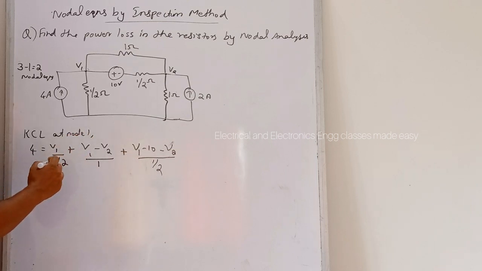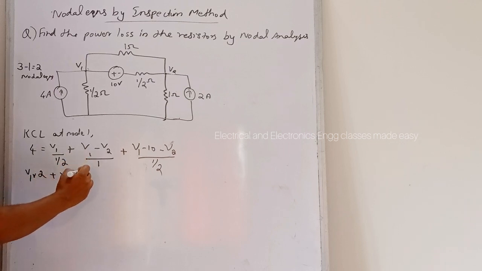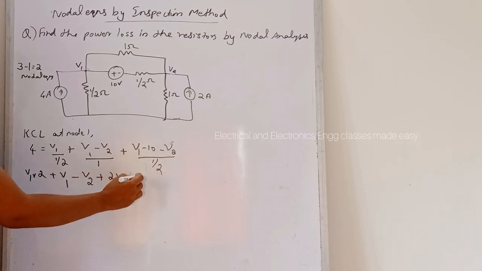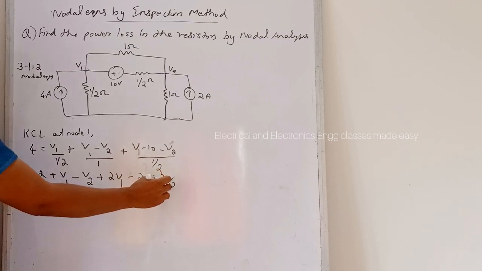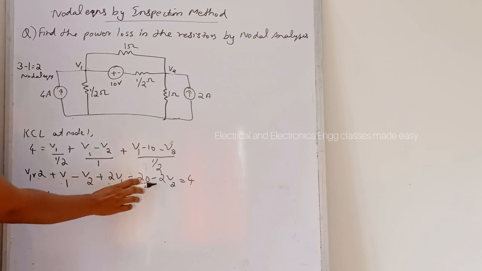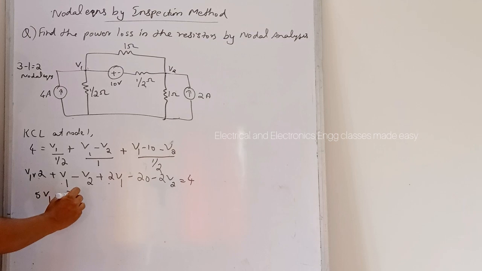Let us rearrange this. Here we get V1 into 2, plus V1 minus V2, plus 2V1 minus 20 minus 2V2, equal to 4. That is 2 plus 1 plus 2, that is 5V1, then minus V2 minus 2V2, that is minus 3V2, equal to 24. So this is the first equation.